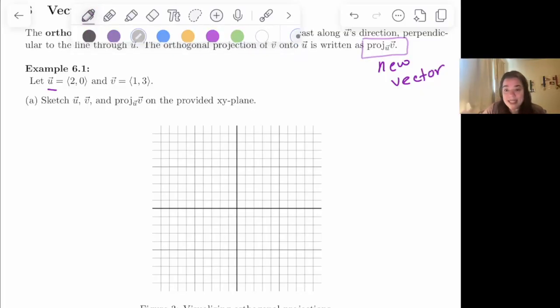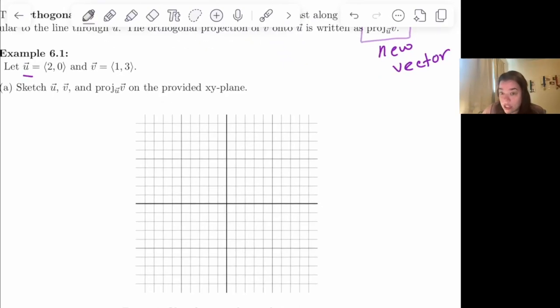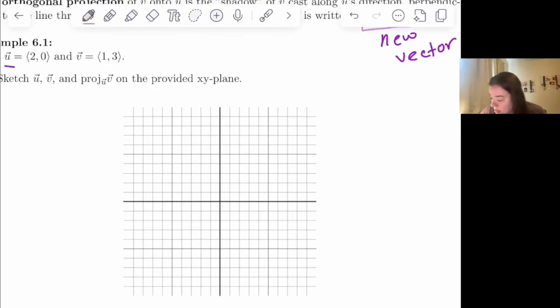I'm going to blow up my scaling a little bit on my graph just to make it easier for us to see what's going on. So I'm going to call that first tick mark 1, and I'm going to call the second tick mark 2. I'm also going to scale my y-axis the same way. So there's 1, 2, 3. I won't put in all the numbers, but that's how I'm going to choose to do my scaling.